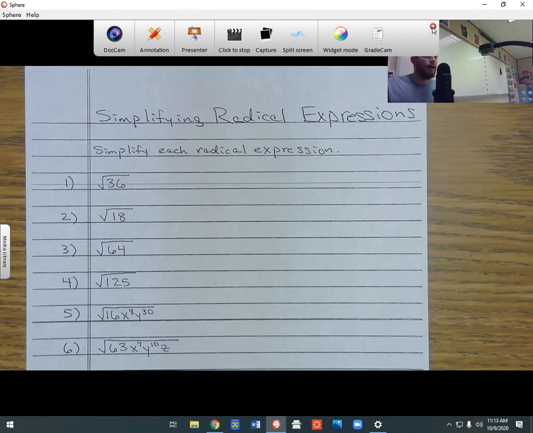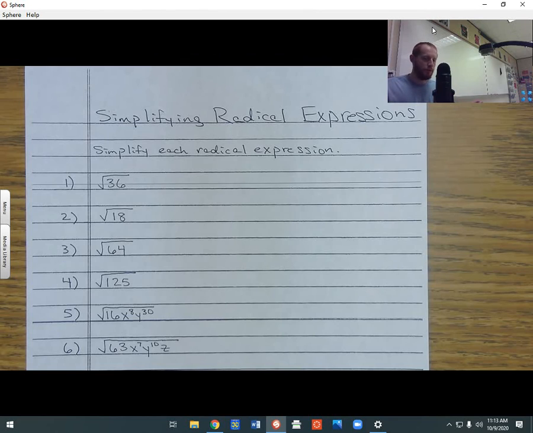Alright, Mr. Collier here with a quick video to show you how radical expressions work. Sometimes when you do radical expressions you have a square root, sometimes you have a cube root, but basically the story is you want to get everything out of the radical as much as possible, right? So let's look at this first one.